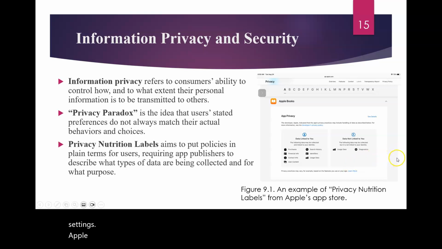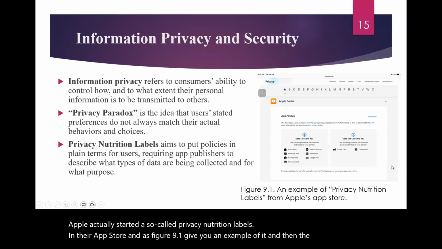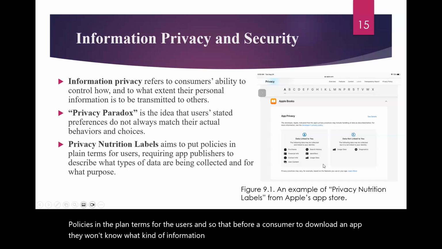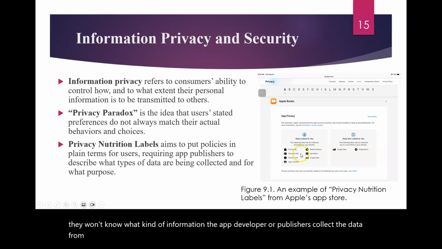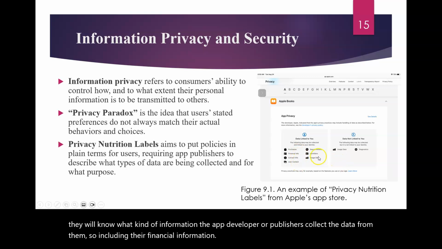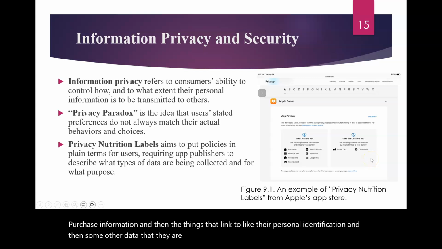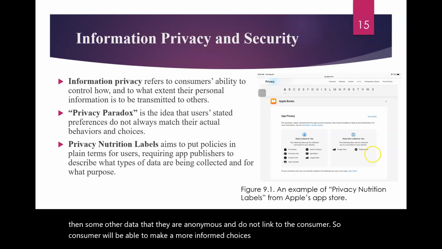Apple started so-called privacy nutrition labels in their App Store. Figure 9.1 gives you an example of it. It aims to put policies in plain terms for users, so that before a consumer downloads an app, they will know what kind of information the app developer or publisher collects from them, including their financial information, purchase information, things that link to their personal identification, and some other data that is anonymous and does not link to the consumer. So consumers will be able to make a more informed choice before they decide to download the app.